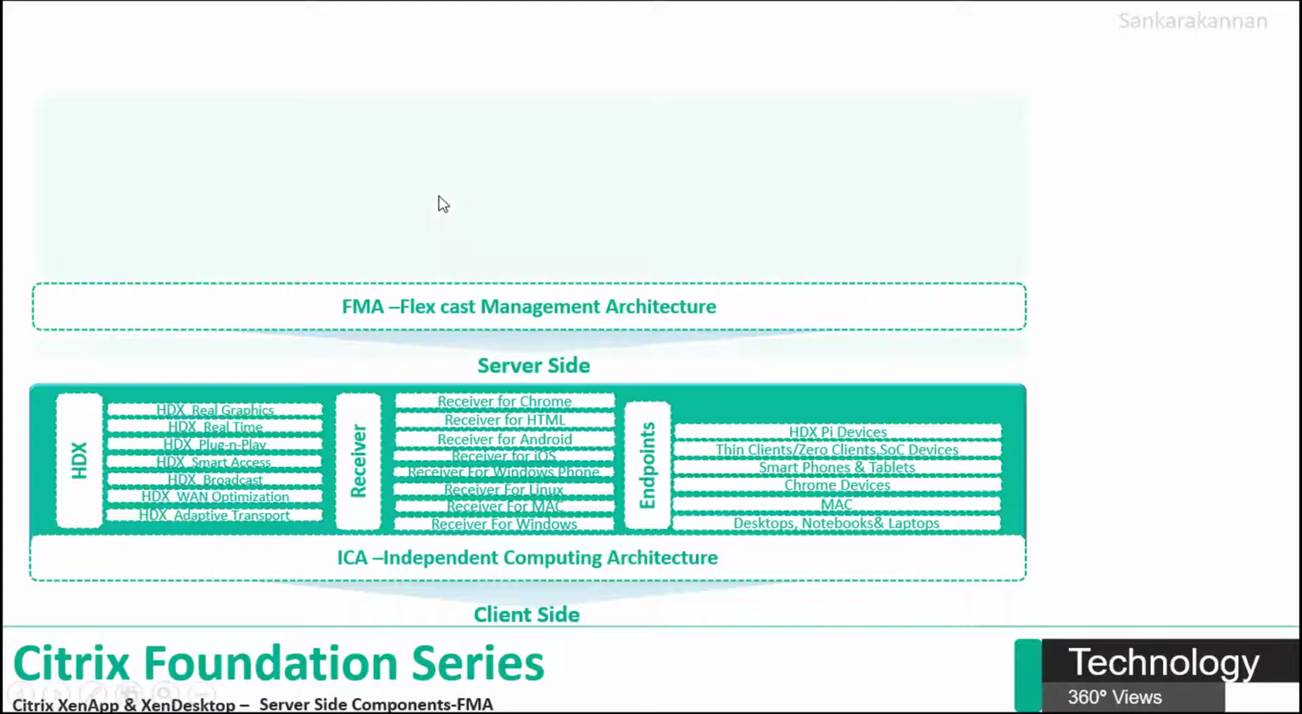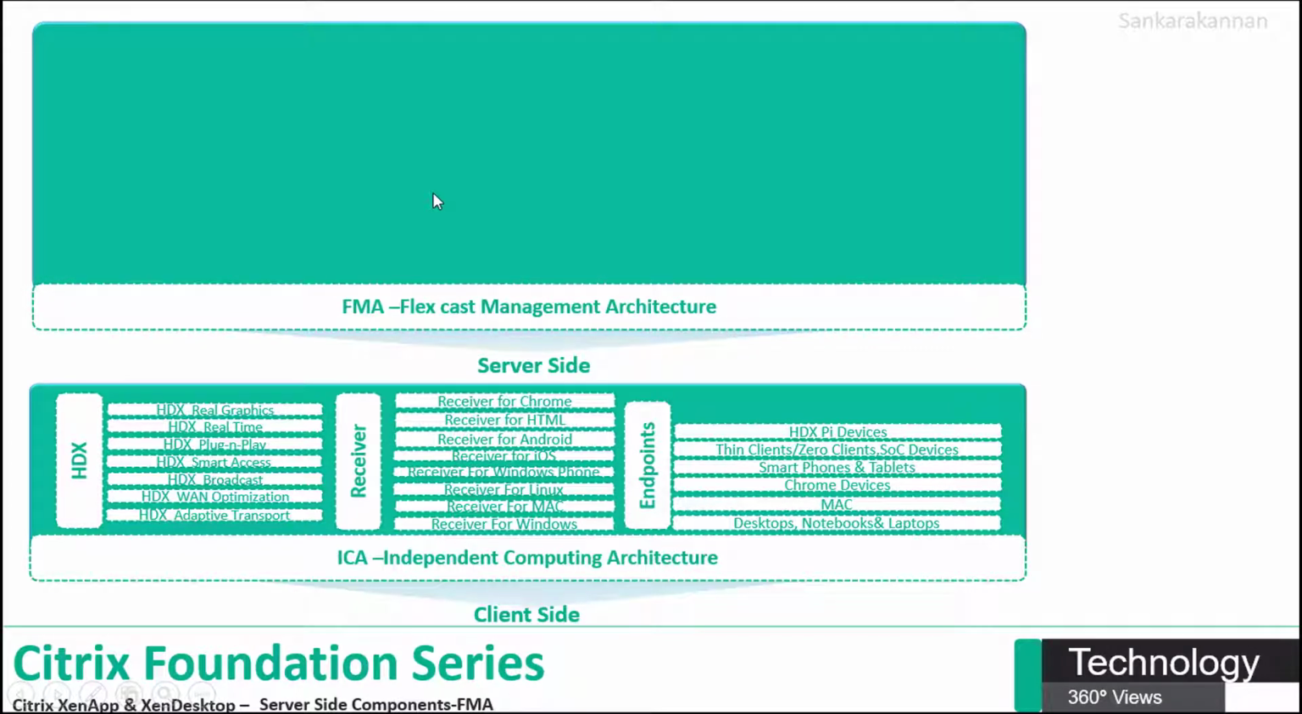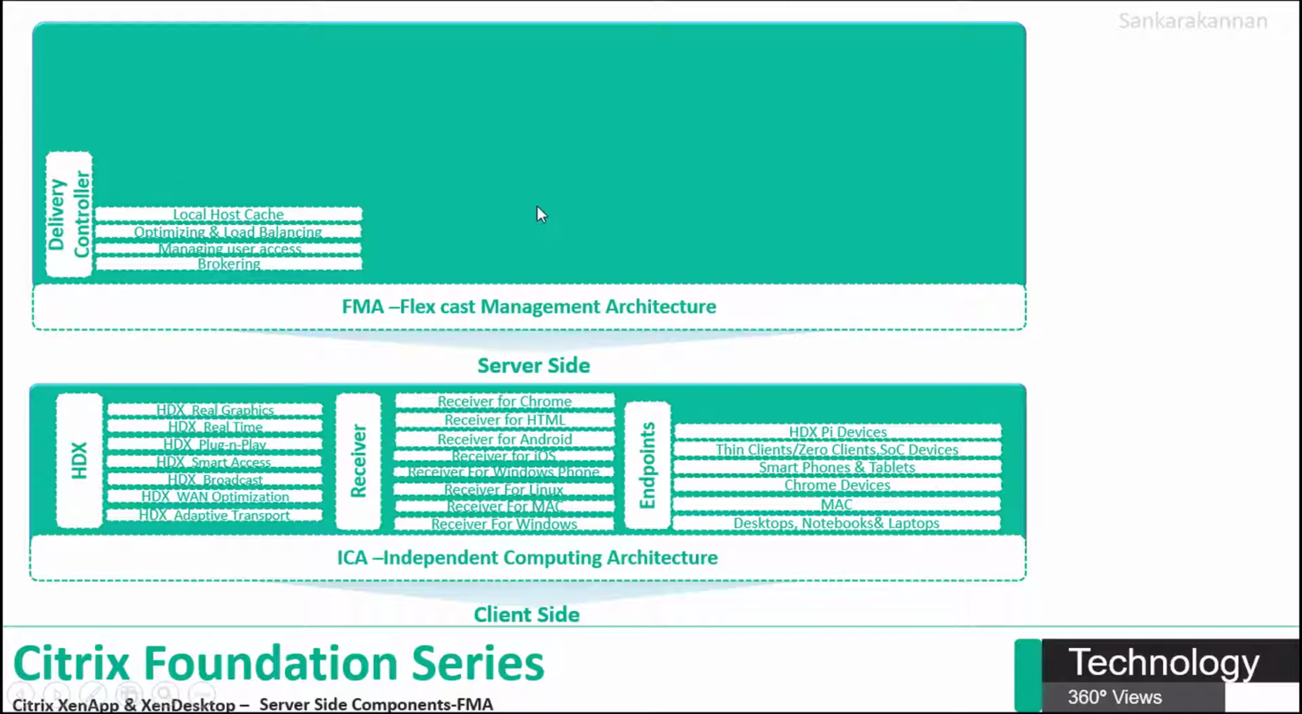The first component is Delivery Controller. It is the central management component in FMA. It acts as a broker between users and their virtual desktops and apps. It authenticates and manages user access. It optimizes and load balances the user connections. Data from Delivery Controller is stored in local cache as well as centralized database. If the environment contains virtual machines or cloud, it does communicate with hypervisor or cloud services to distribute apps and desktops.